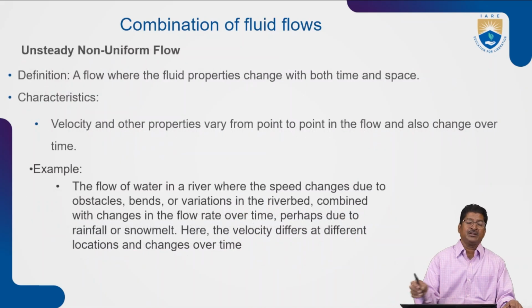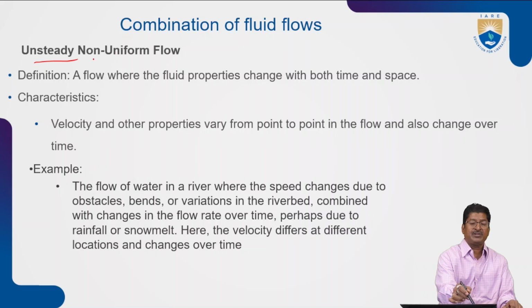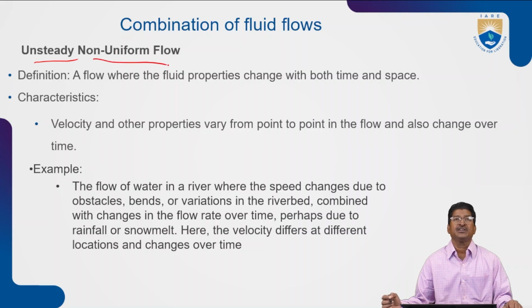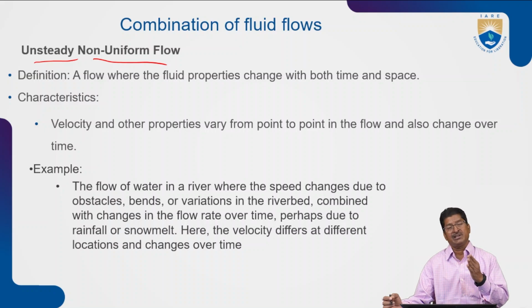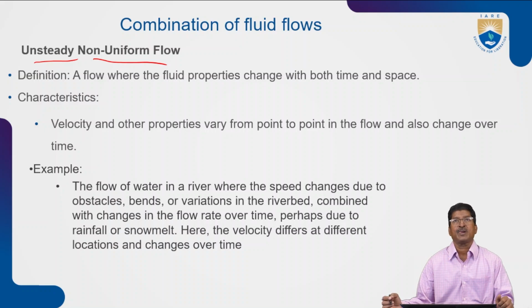Then unsteady non-uniform flow. So the heading is unsteady non-uniform. Unsteady means what? The velocity is changing with respect to time. So some velocity will be there, after some time the velocity is different, after some more time the velocity is different again. So at different timings the velocity is different. That means velocity is changing with respect to time. That is called unsteady.